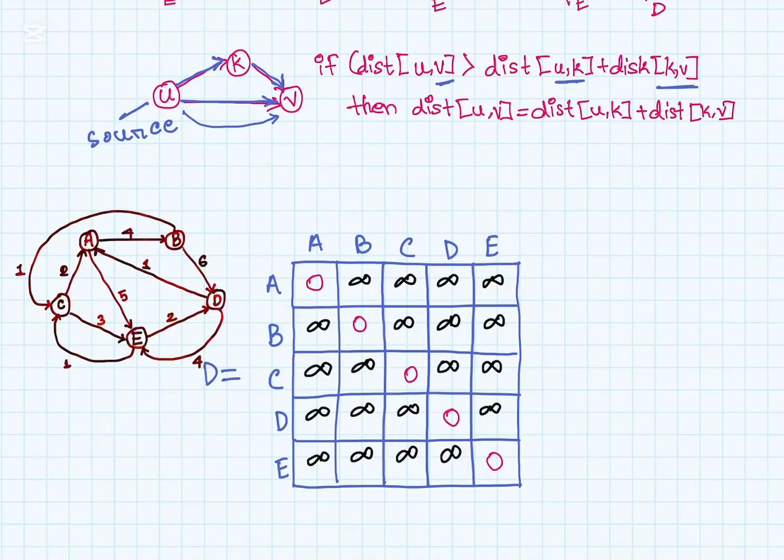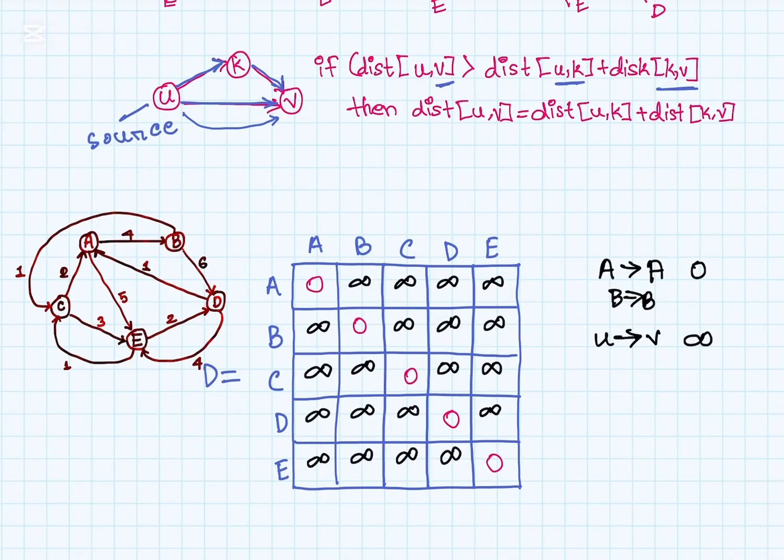To solve this given problem, we will use a matrix. At first, the distance from the source A to A or B to B would be 0, and from the source to any other vertices, the distance would be infinity. Here in the first row, A is the source. So the distance of A to A is 0, and at first the distance of A to all other vertices would be infinity.